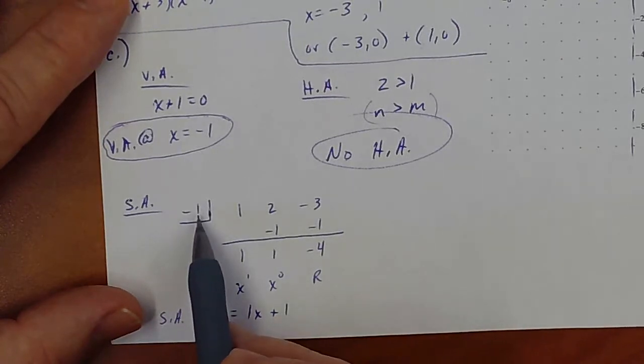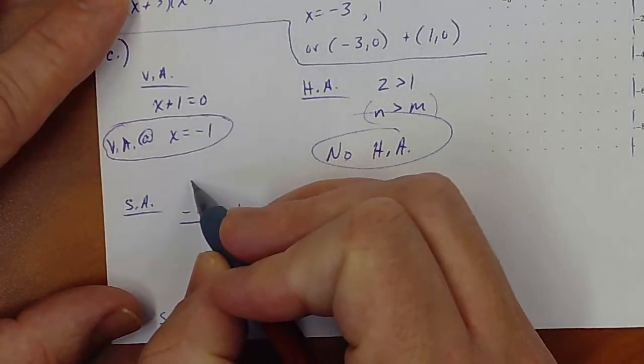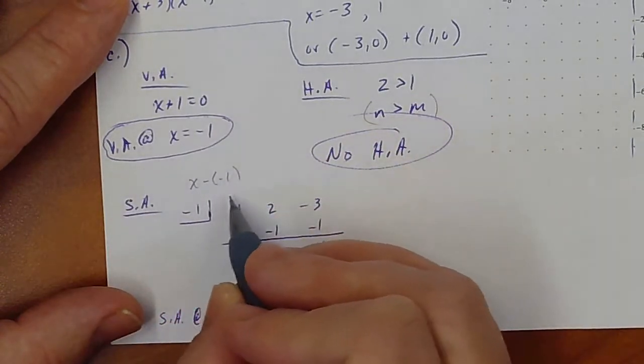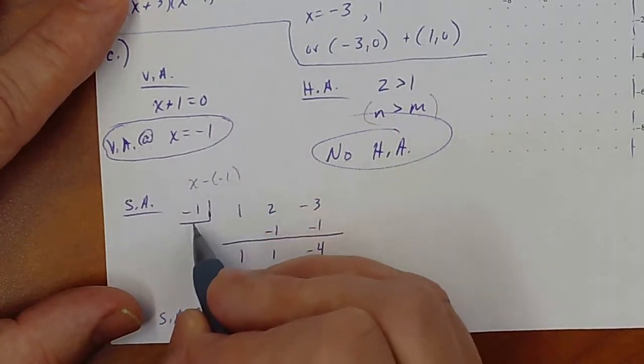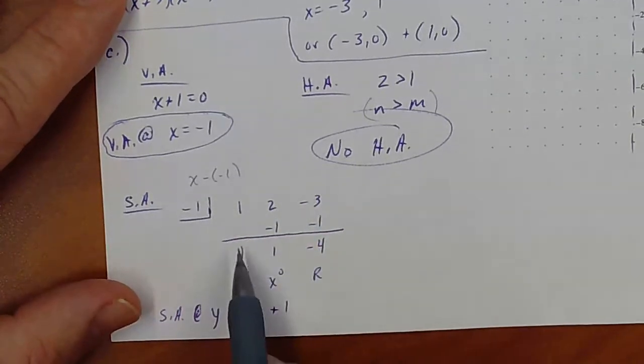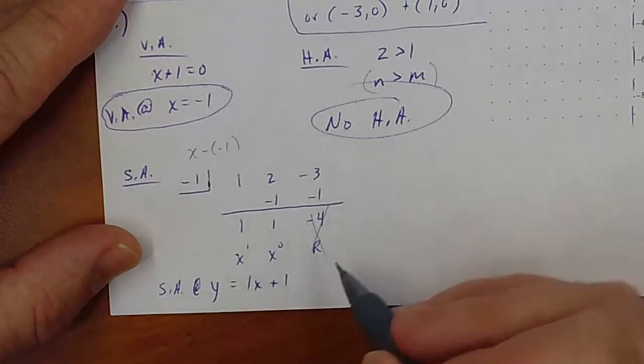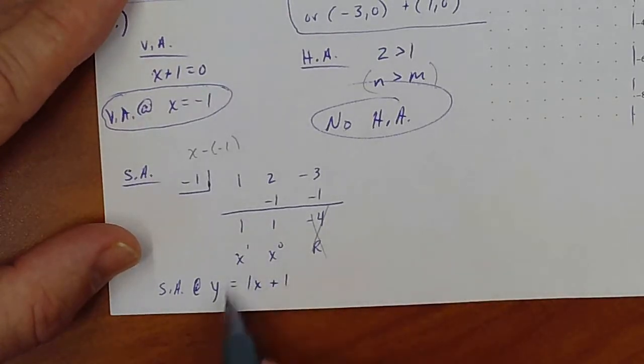All right, so remember, this works when you divide by something in the form x minus k. So x minus a -1 is x plus 1. So we need to make sure that's -1. All right, so there's the division work. You ignore the remainder, and you use this to get your y equals mx plus b slant asymptote. Okay, so here's what you do.